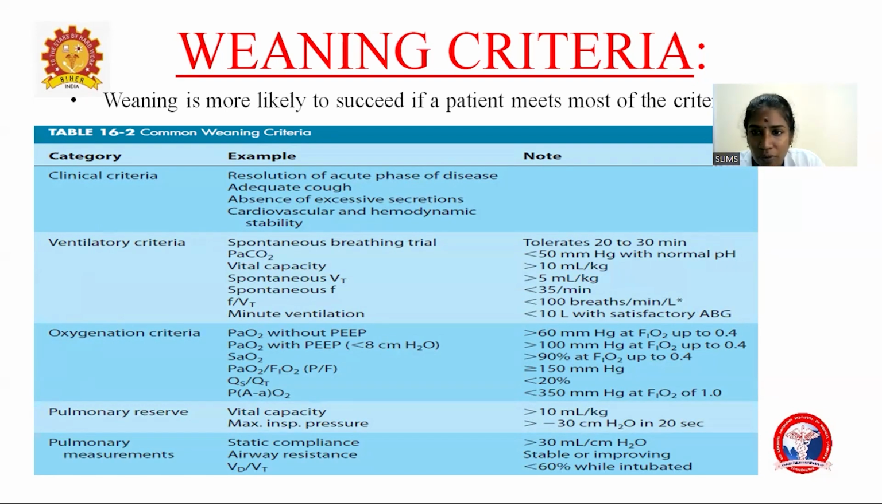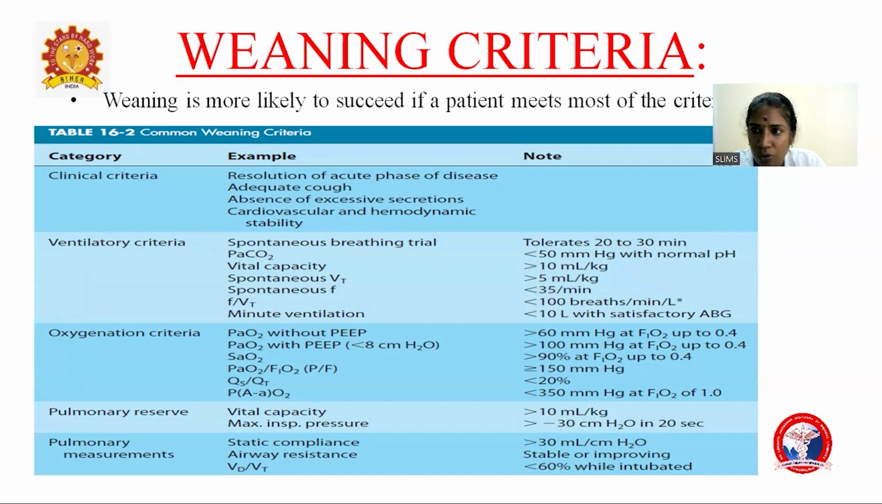Then moving on to the ventilatory criteria. There are so many ventilatory criteria. The first one is the spontaneous breathing trial. We should make the patient do a spontaneous breathing trial. They should tolerate it for at least 20 to 30 minutes. That is more important. Then next is PaCO2.